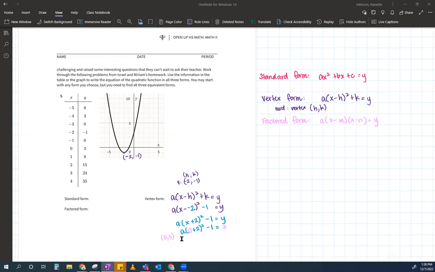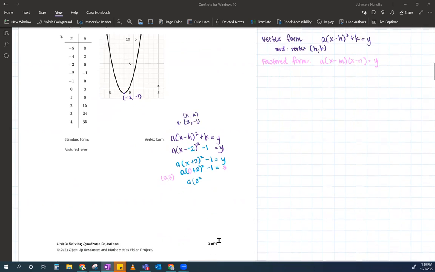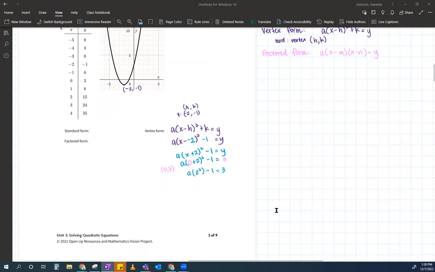Yeah, 0 plus 2, Miss Johnson. That's 2. Okay, so let me catch up to you. So I got a parentheses 2 squared minus 1 equals 3. Anybody see anything else you can do? Yeah, 2 squared is 4. So this says 4 times a minus 1 equals 3.